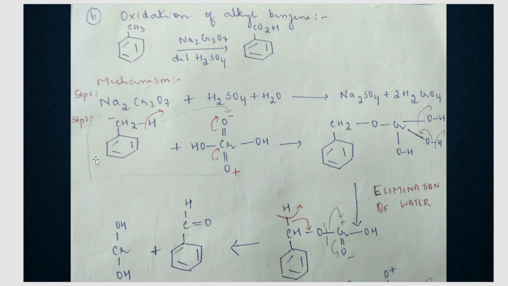So what happens here? I'm taking methyl benzene. Instead of writing it CH3, I've written it as CH2H for your understanding. Now what happens here? There is elimination of a proton. One H plus goes out. So what charge will we get on carbon? It will get a minus charge.